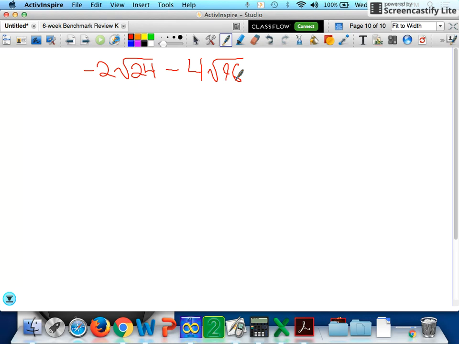What I mean by that is if they have the same thing under the radical, they're like terms and we can combine them. But we don't know if these are the same thing because they're not simplified. So we have to do that first.